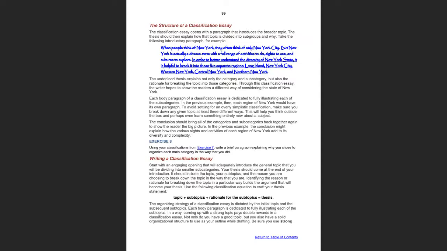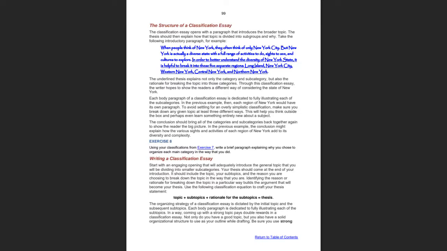To avoid settling for an overly simplistic classification, make sure you break down any given topic in at least 3 different ways, and that fits the 5-paragraph minimum, right? 3 different subcategories, an intro and a conclusion, and 3 paragraphs. That's how we hit that 5-paragraph minimum, which is really what you want to shoot for. I say minimum, but it's good to stay at 5. This will help you think outside the box and perhaps even learn something entirely new about a subject.